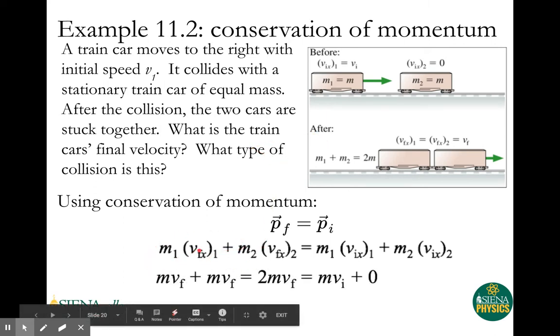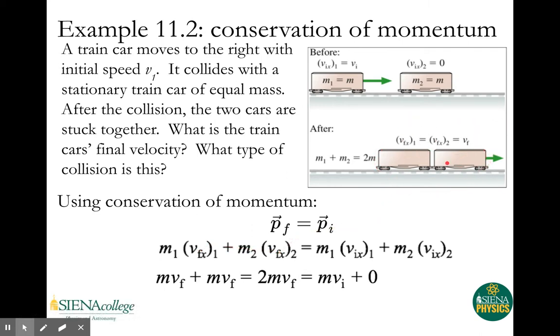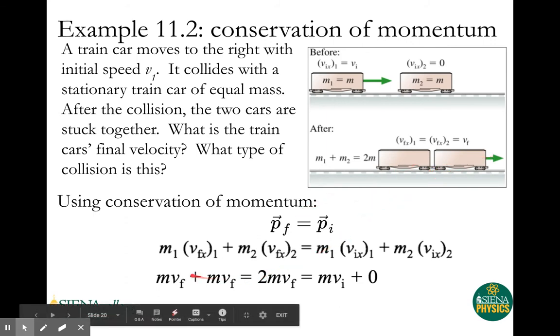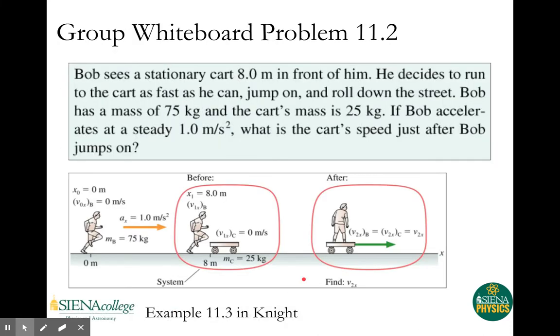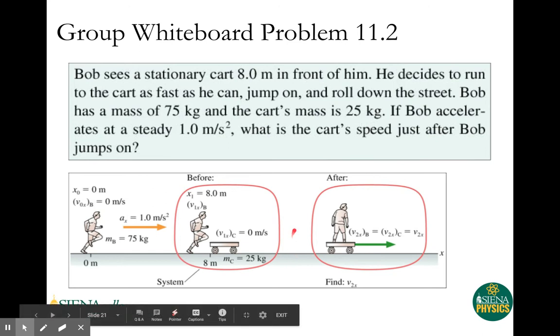So afterwards, these two objects are going to move with the same velocity. That's a key thing to keep in mind when you're looking at an inelastic collision. They stick together and move with some final velocity. Both masses are the same, right? So the final momentum just simplifies to 2m times the final velocity, and that's equal to m times the initial velocity. And if we solve for the final velocity, we see that it's going to be 1/2 of the initial velocity. Okay. And that problem didn't have any numbers, right? It was just algebra. Okay, the whiteboard problem you guys are going to do.